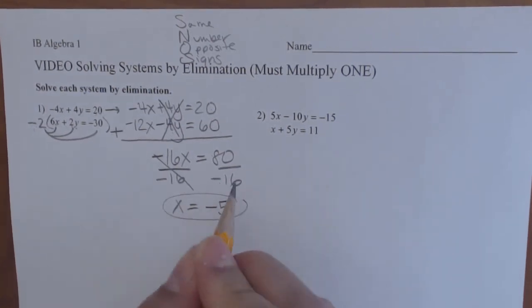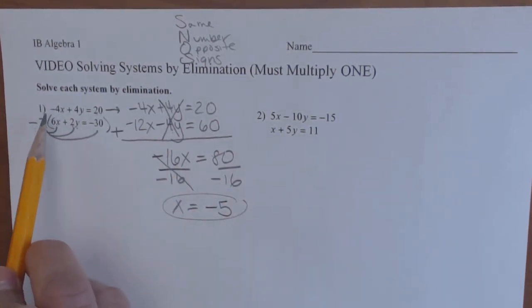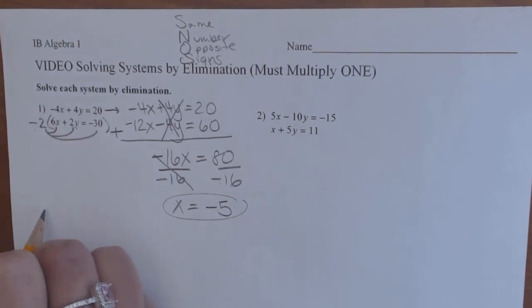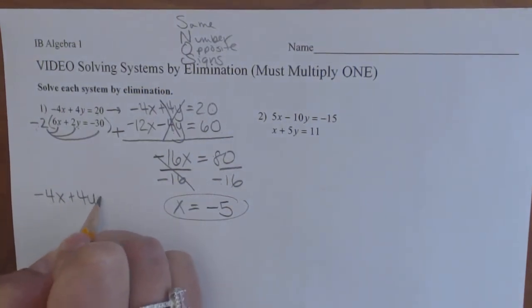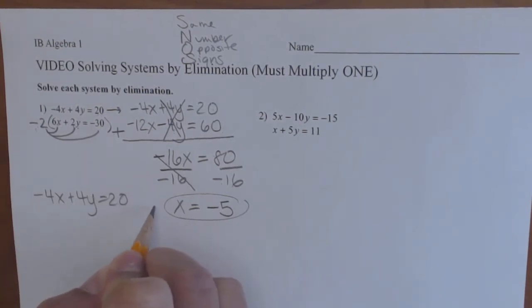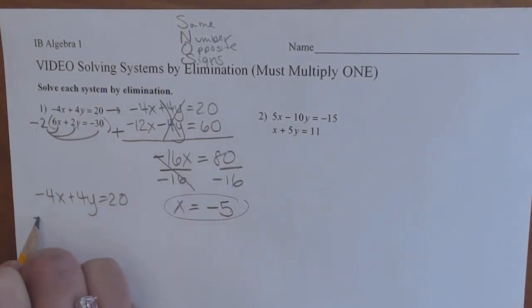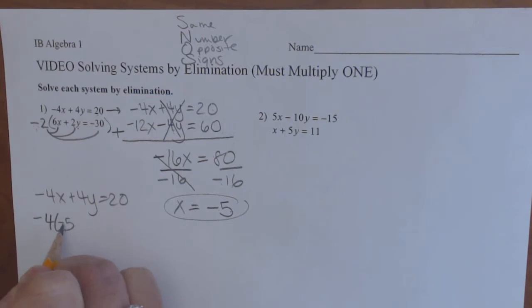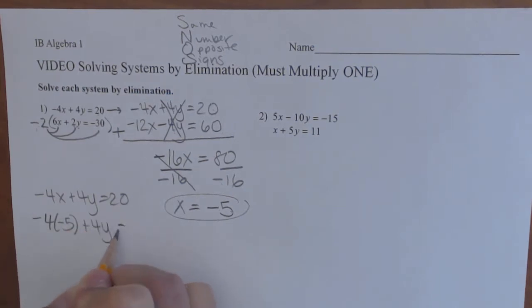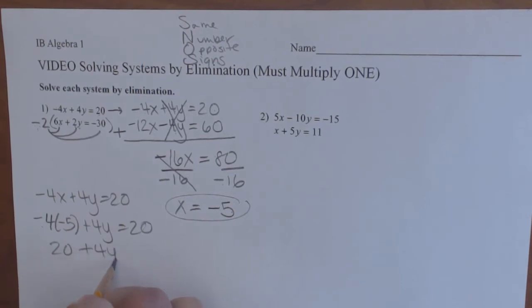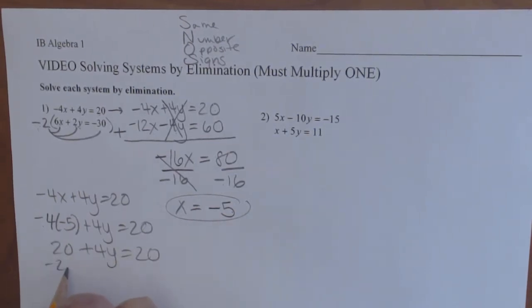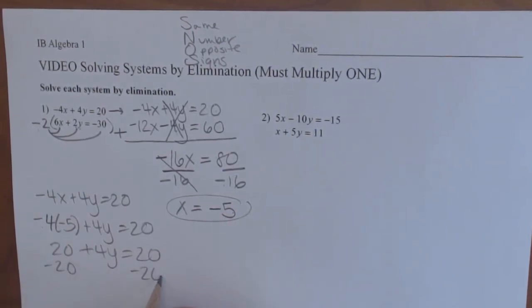Now that I have x, I'm going to go back to one of my original equations. I usually like to do the top, so let's do that one. Negative 4x plus 4y equals 20. And I'm going to use substitution because my x is now negative 5, so I'm going to substitute negative 5 in for x. Multiply: 20 plus 4y equals 20. Subtract 20 from both sides.